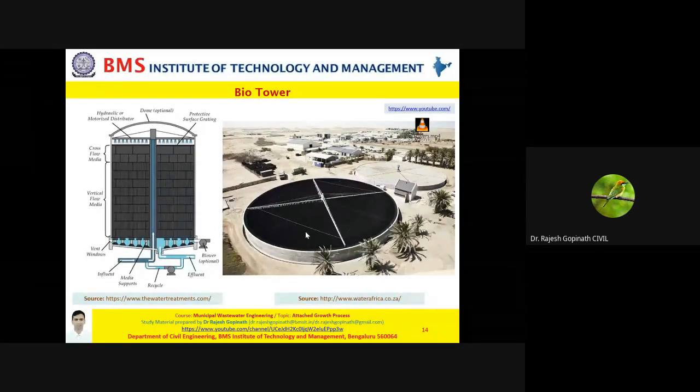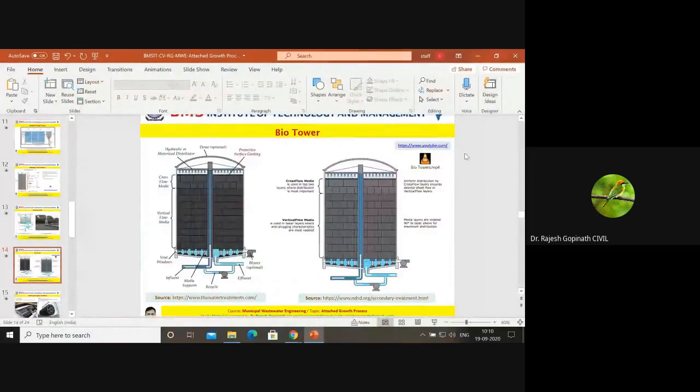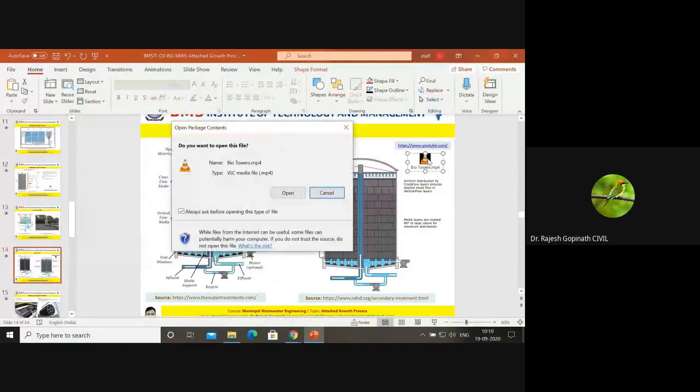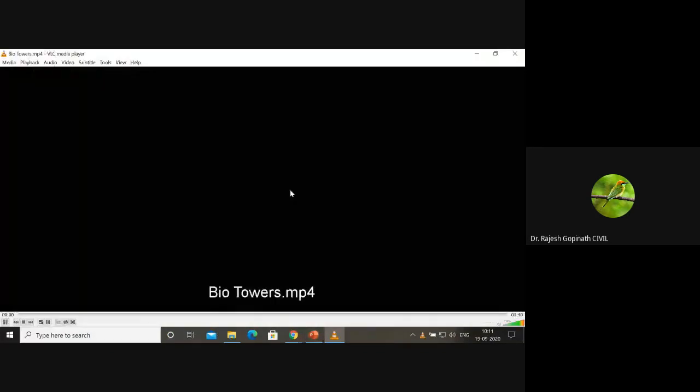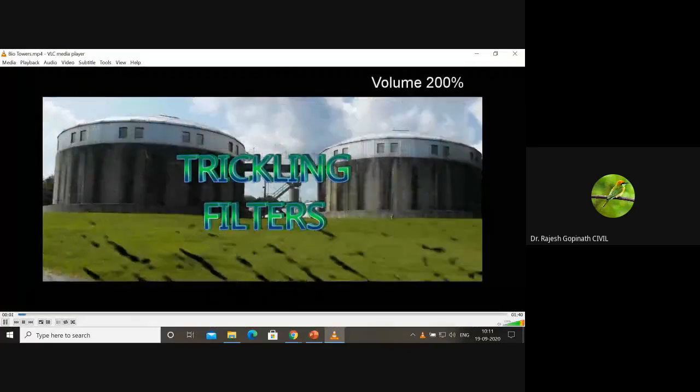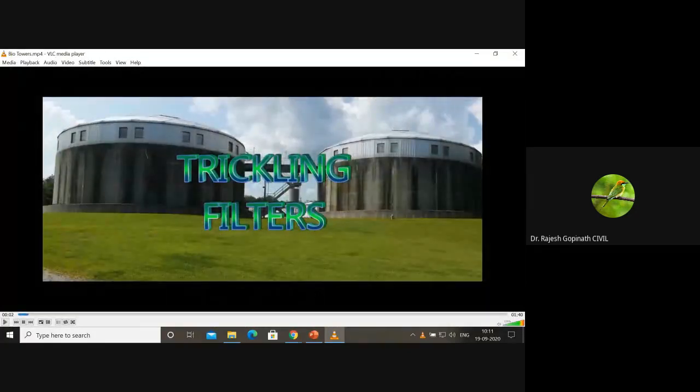Now I have a small video to show you from YouTube which shows the actual working of a biotower. Now, please remember, they say it's a trickling filter. Yeah, you may call it a trickling filter because the principle remains the same, wherein the wastewater is trickling down. But please note, this is not a trickling filter.